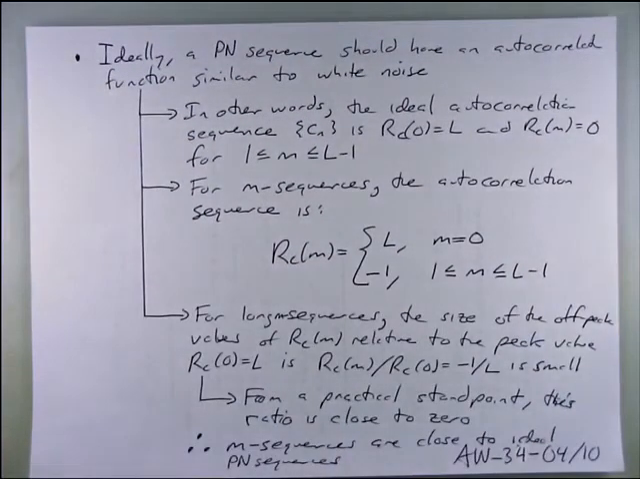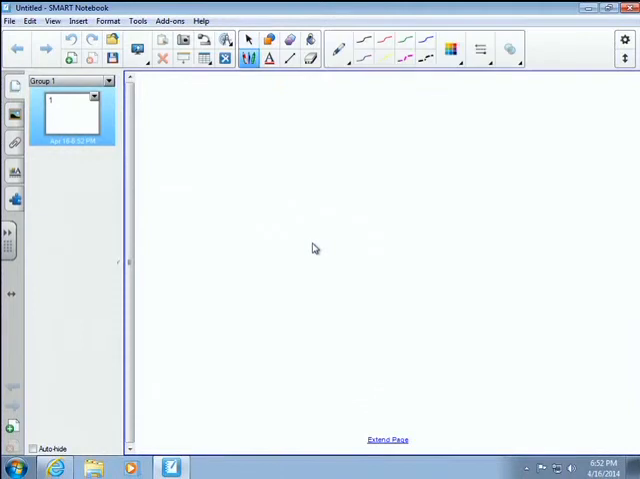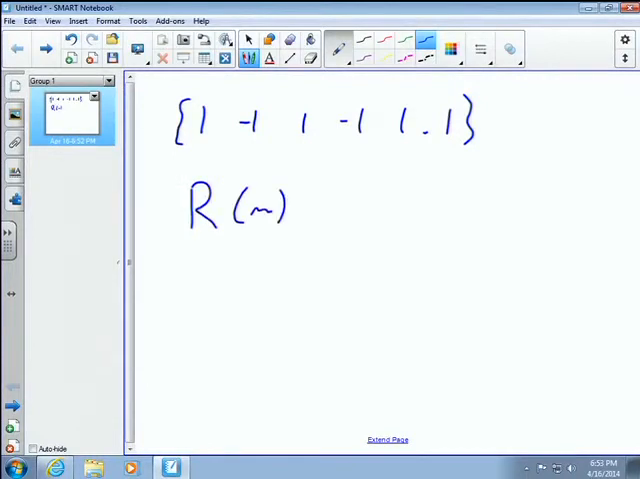what should your correlation look like? What happens if we perfectly match? Suppose now I have something like 1, minus 1, 1, minus 1, 1, 1. I'm only stopping at 6. Let's say that's my PN sequence. If I don't offset these by any amount whatsoever, and I take the definition for the correlation, this guy is C, and that's C. For m equals 0, what should it be equal to? 6. Exactly.